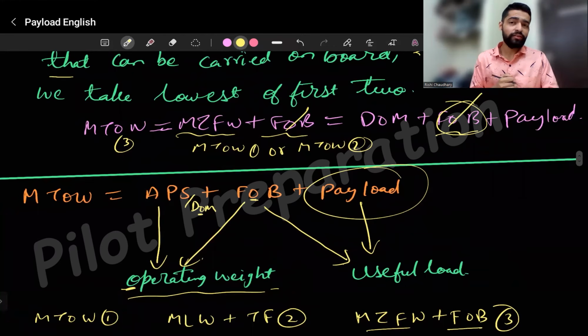And what is rule 1? Rule 1 says, if you want to find out payload, you need to find the lowest of the 3 MTOW values. And if you want to find out fuel on board, then you take the lowest of the 2 MTOW values in your formula and get the answers.